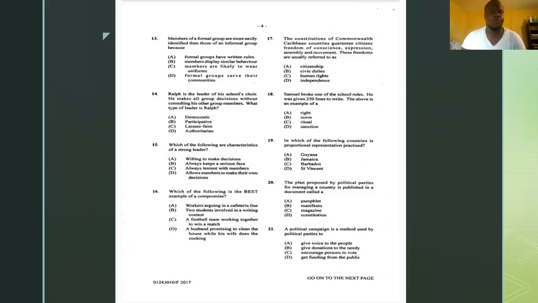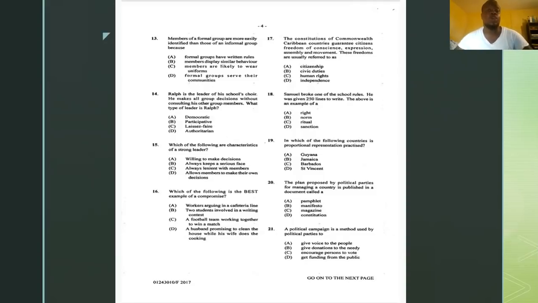Good. Number 13 says, members of a formal group are more easily identified than those of an informal group because A, formal groups have written rules, B, members display similar behavior, C, members are likely to wear uniforms, or D, formal groups serve their communities. So the key words here are formal groups and how they are identified. So what is used to identify a formal group? One answer is there. So the answer for number 13 is C.